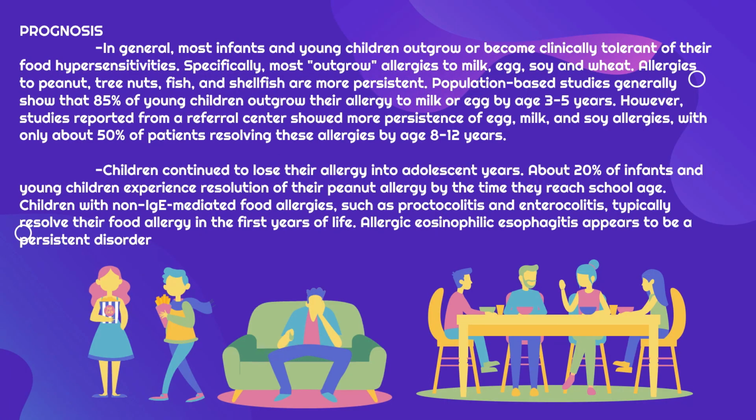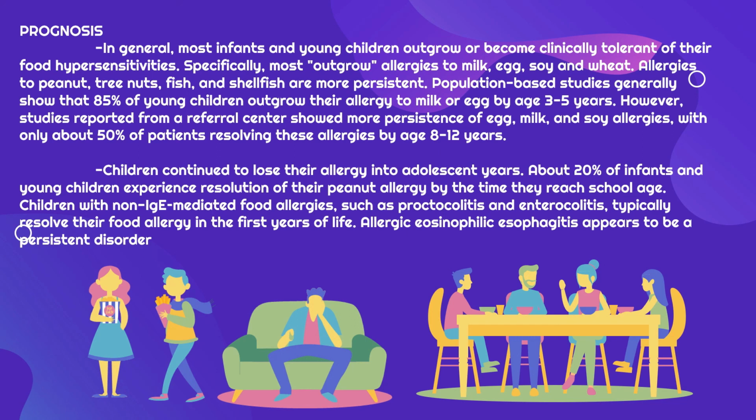In the prognosis of food allergy, in general, most infants and young children outgrow or become clinically tolerant of their food hypersensitivities. Specifically, most outgrow allergies to milk, egg, soy, and wheat. Allergies to peanut, tree nuts, fish, or shellfish are most persistent. Population-based studies generally show that 85% of young children outgrow their allergy to milk or egg by age 3 to 5 years old. However, studies reported from a referral center showed more persistence of egg, milk, and soy allergies, with only about 50% of patients resolving these allergies by age 8 to 12 years.